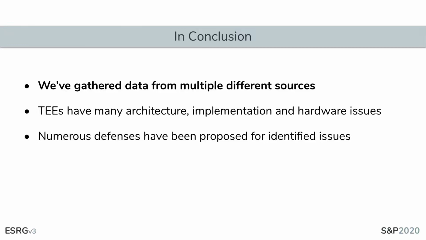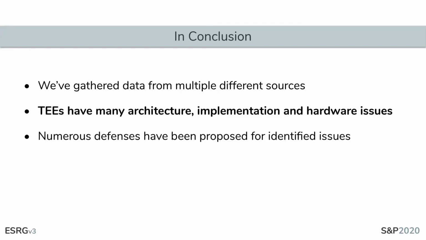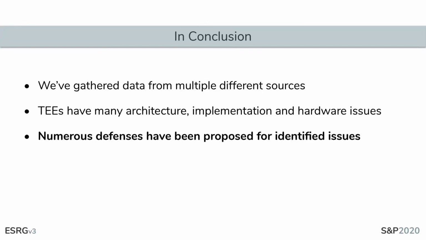In conclusion, we've gathered vulnerabilities from multiple sources and have shown enough evidence to put the security TE systems provide into question. We've analyzed the vulnerabilities and learned that there are issues in the architecture, implementation, and hardware of these TEs. Lastly, we've shown that there's an active research community which is addressing these problems.